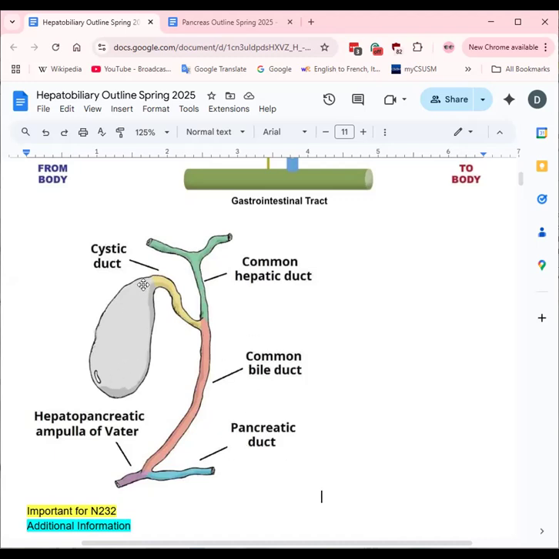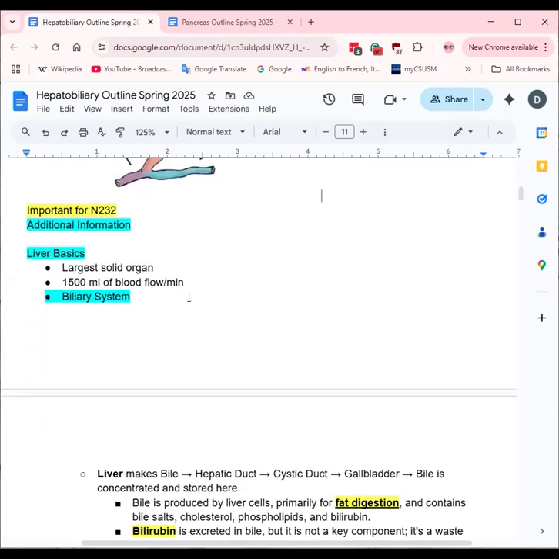So if you have stones here, they make their way through. You can have them get stuck in the cystic duct. You can have them get stuck in the common bile duct. Depending on where it is getting stuck in the common bile duct, you might cause some issues with the liver or pancreas. So that's where that connection comes from.